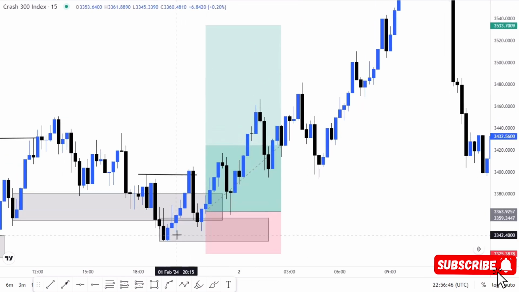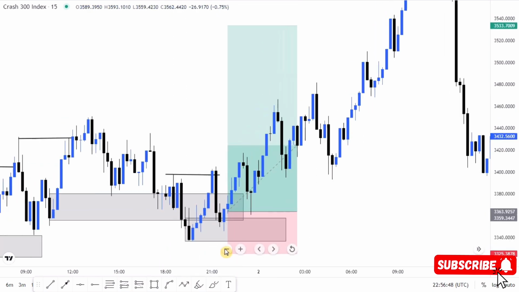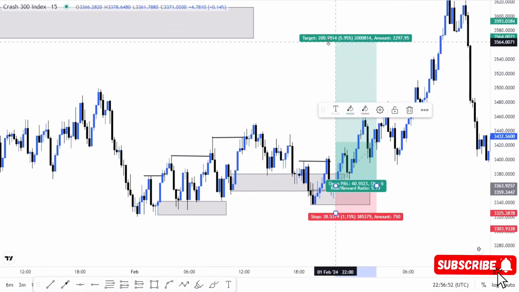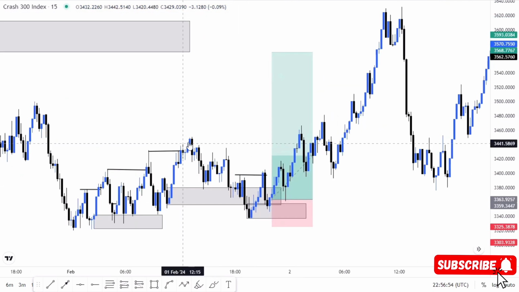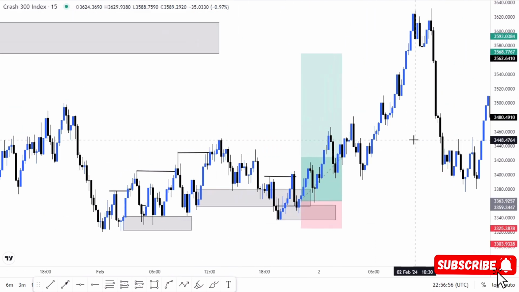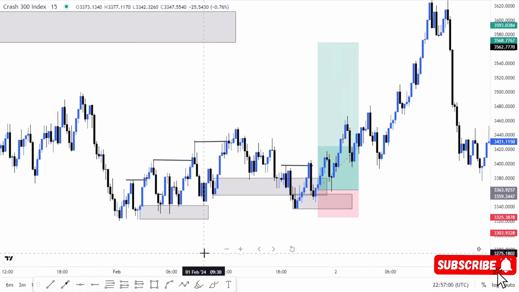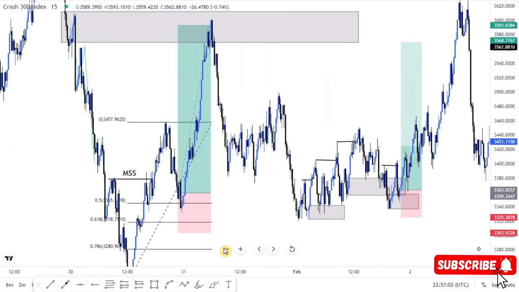You see, this time around it played out really nicely, but without actually coming back to the entry. It played out nicely. It was nicely done, guys. So you learn how to track the structure of the market.